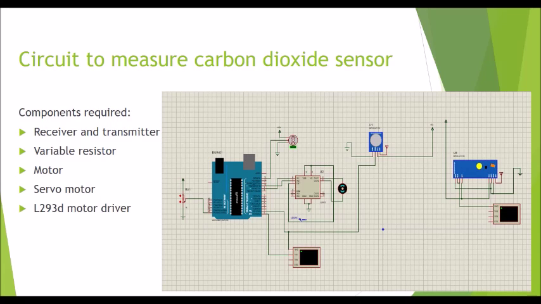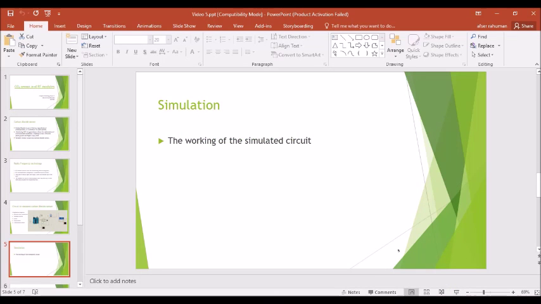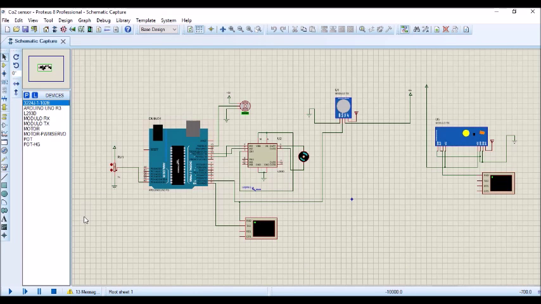Circuit to measure carbon dioxide sensor. This is a screenshot of the simulated circuit. The components which I have used are receiver and transmitter, variable resistor, motor, servo motor, and L293D motor driver. Now, let's look at the working simulation of the circuit. This is the simulated circuit.